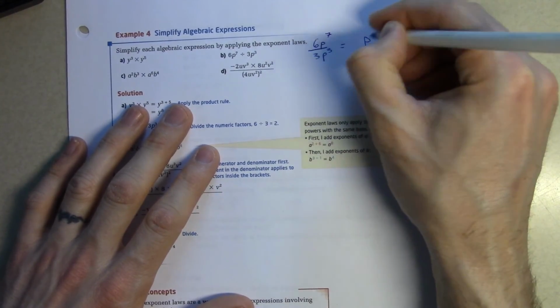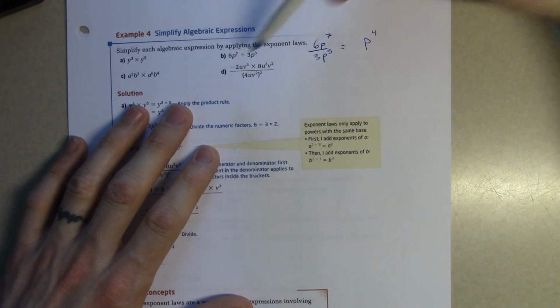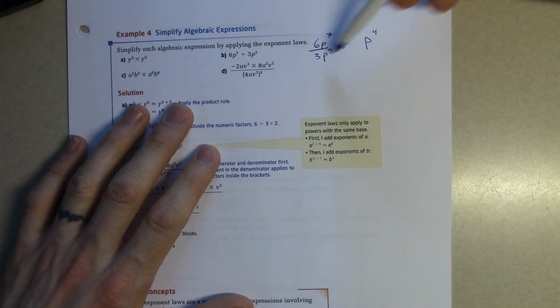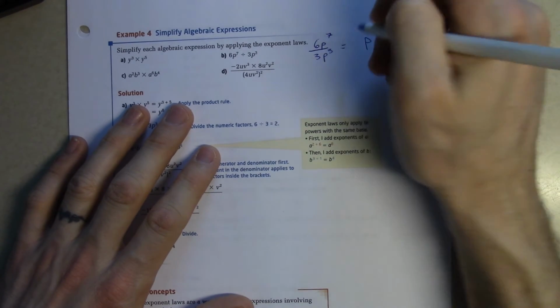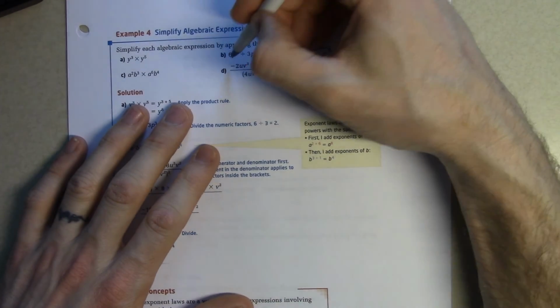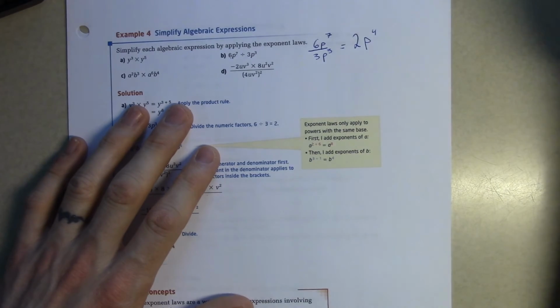So you're right, part of it is p to the 4, but you have to deal with the constants, the numbers. So what is this number going to be here in front? 2. Right, 6 divided by 3 is 2. Okay? So you have to divide the numbers and the variables separately.